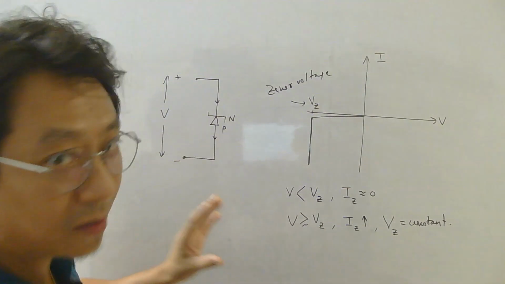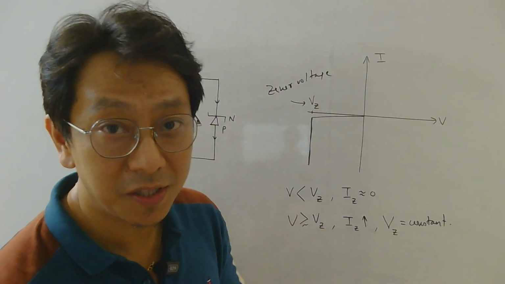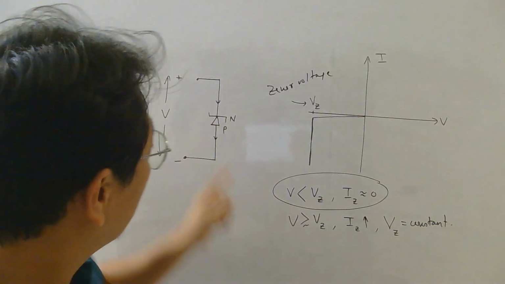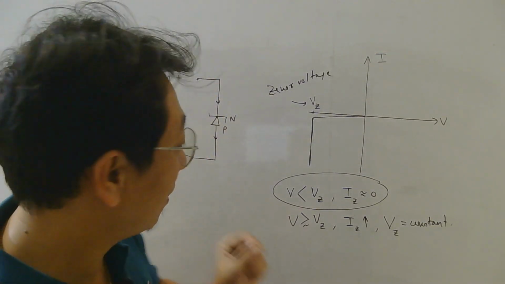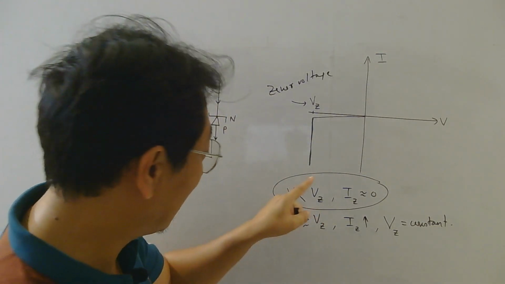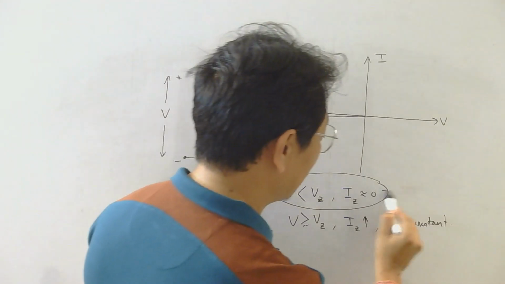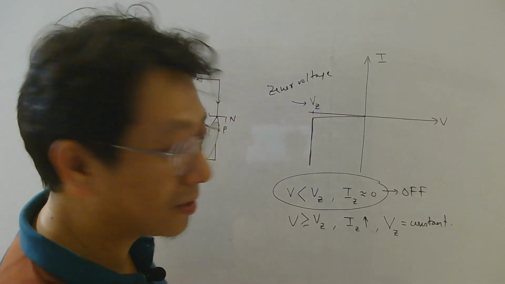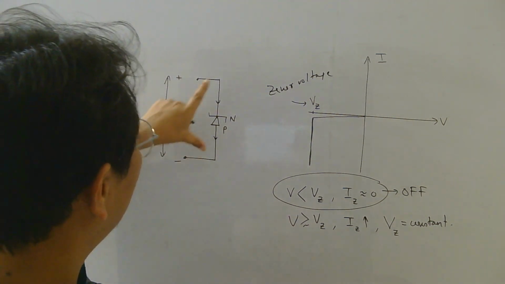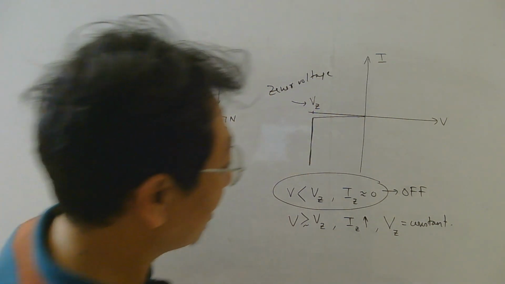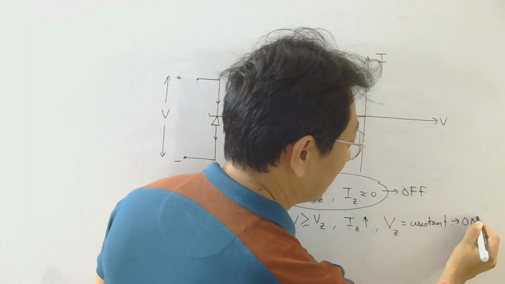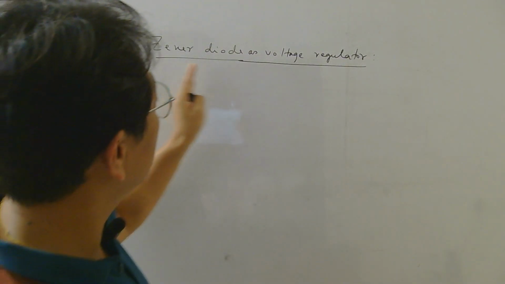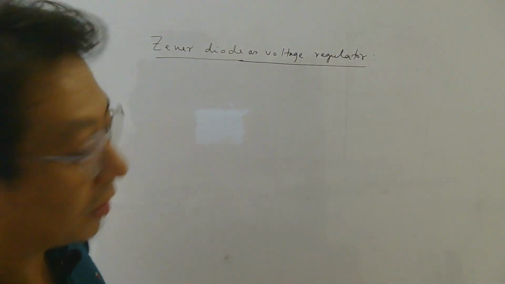So this is the main thing about Zener diode which we must remember. Now this state of the Zener diode where no current flows when the voltage across it is less than Zener voltage is called the off state of the diode. And once the Zener diode conducts, the voltage across it remains constant, and that is called the on state. So try to remember this, okay? Now let us try to see how Zener diode is used as a voltage regulator.